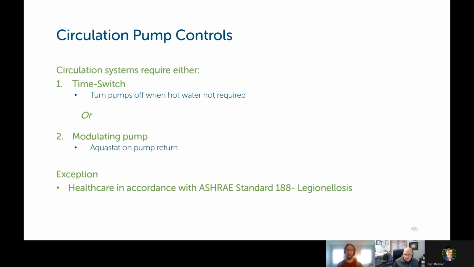Any circulation pumps on your hot water systems need to have some sort of control on them to turn the pumps down or turn them off when hot water isn't required. That's either a time switch during certain times of the day, maybe outside of business hours, to turn the circulation pumps off, or an aquastat to determine the return water temperature to the pump, and whether you can turn the pump down or off based on that. And in any healthcare facilities, if they need to meet ASHRAE Standard 188 for health reasons, then they do not need to follow these pump control requirements.